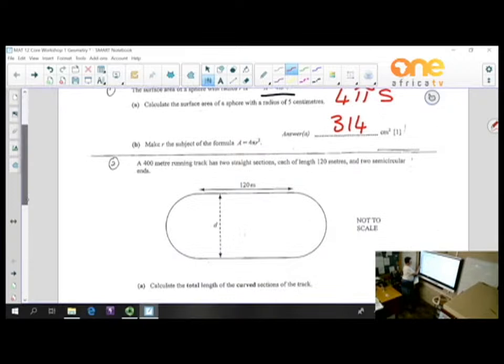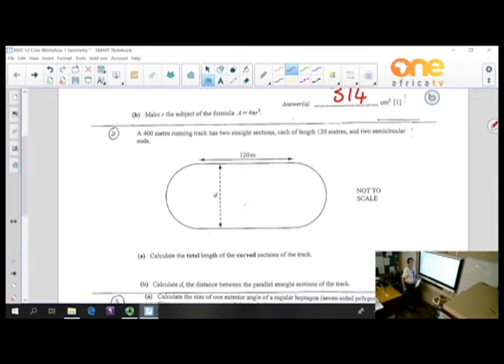The second one is actually algebra, where we have to change the formula, but this is why we are doing it. And r must now become the subject of this formula. So to have r alone here, I'm going to divide by 4 pi is equal to r squared. And then in a second step, to get rid of the square, I root it, which is the opposite operation.